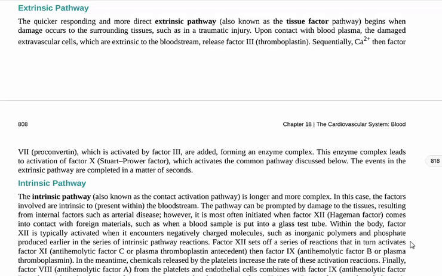So the quicker responding and more direct extrinsic pathway, also known as the tissue factor pathway, because remember this is related to the tissues, like other tissues outside of the blood vessels, begins when damage occurs to the surrounding tissues, such as in traumatic injury. All right, so again, we're talking about outside of the blood vessel here.